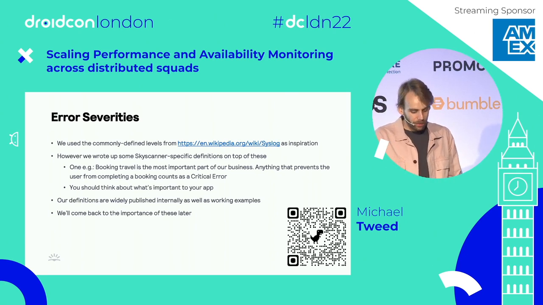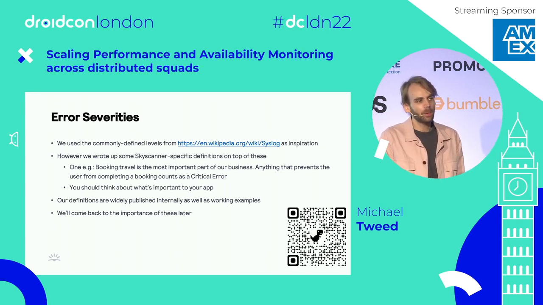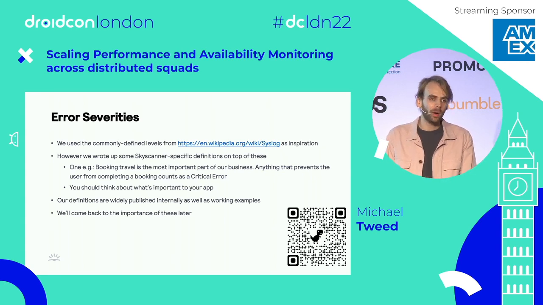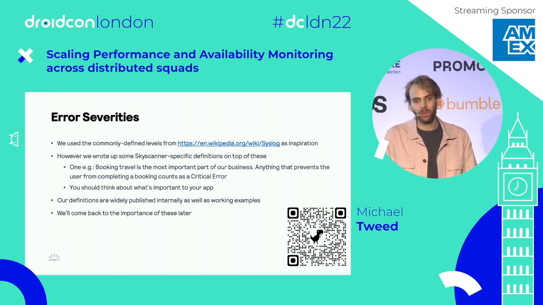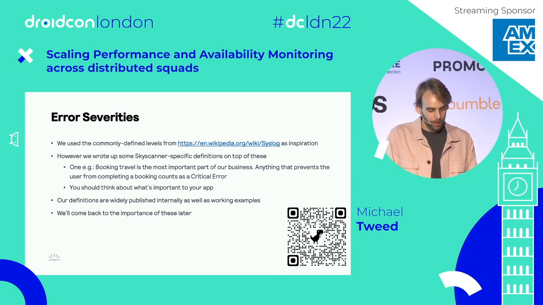Now, for Skyscanner as a business, booking travel is our most important thing. It's how we make money. It's what people go to the app for. And therefore, anything that we know actually stops that booking flow completely is our highest priority. Anything less than that, okay, we can go through it. And we actually spent a lot of time writing up definitions, putting examples in place, and having this where every engineer knows when they're defining their errors, where they need to look so that we have this consistency. And this took a long time.